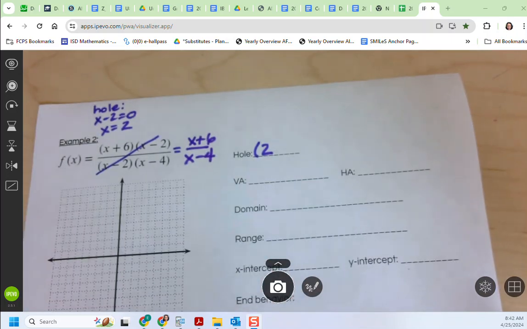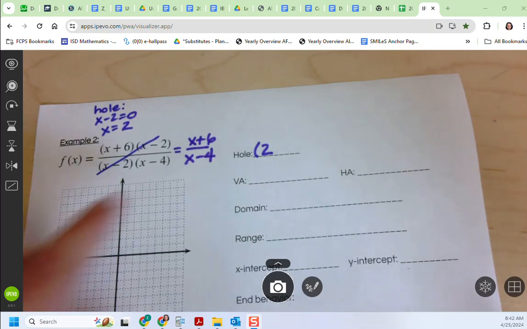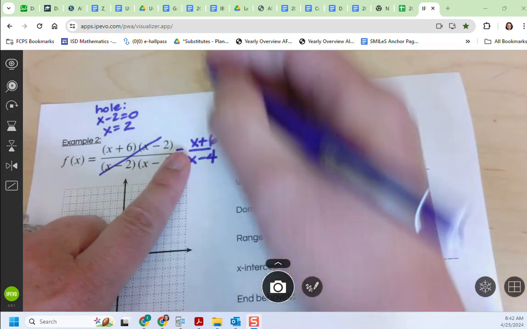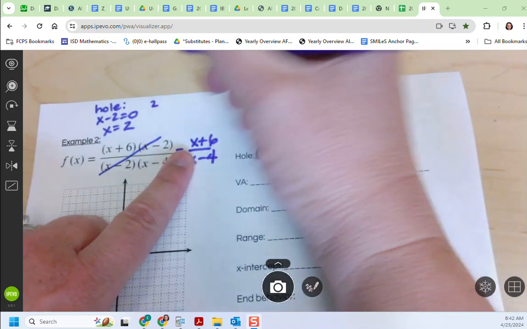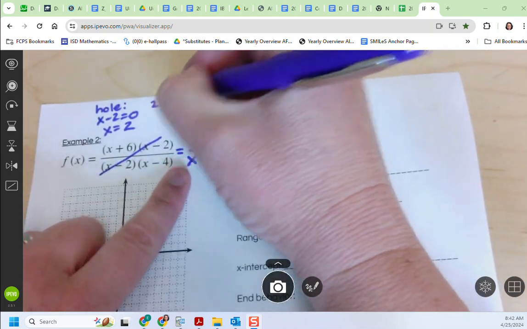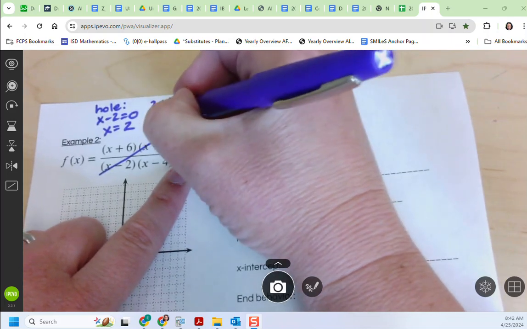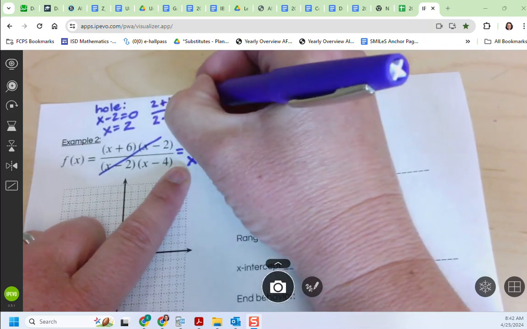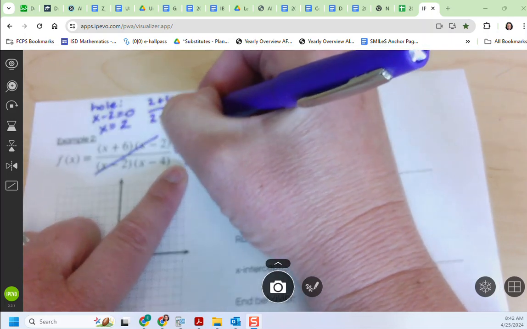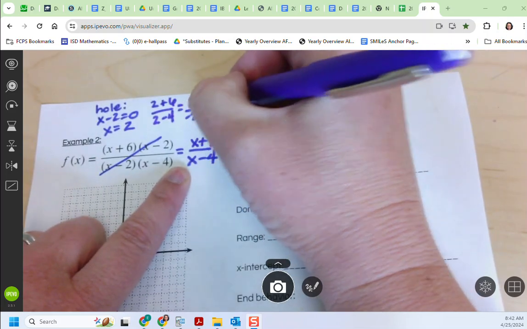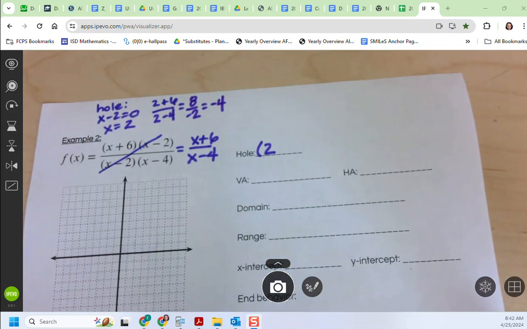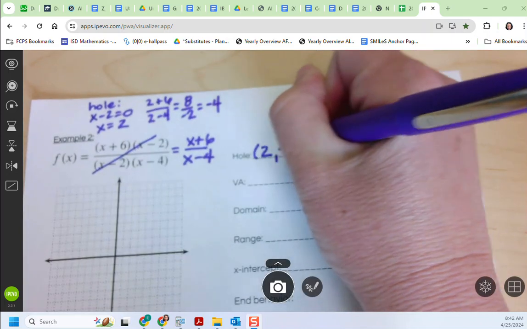All right, what do I do with the 2 to find the y value? So you're going to substitute 2 for the x. So then I have 2 plus 6 over 2 minus 4. 8 over negative 2, which gives me negative 4. Did you guys get negative 4? Okay. So my hole is at 2, negative 4.